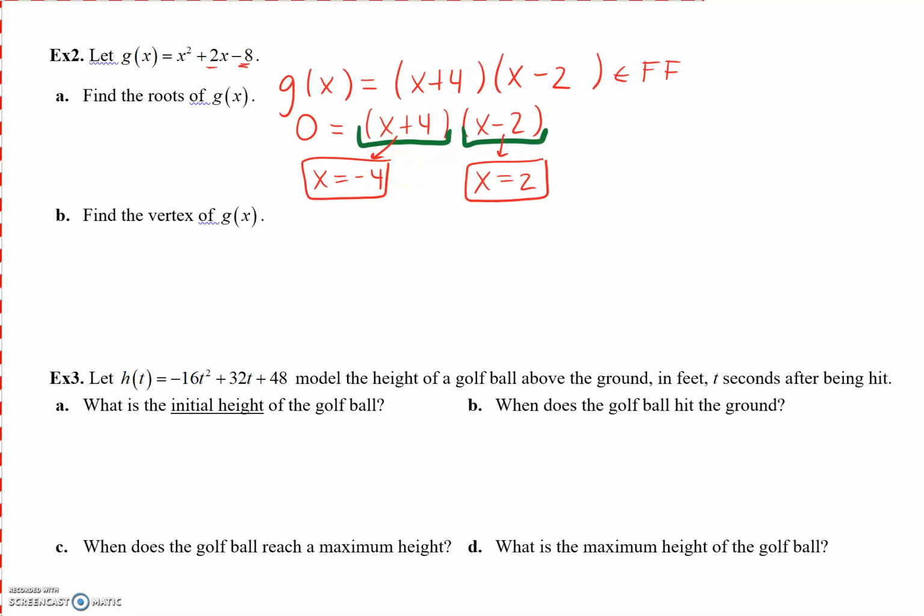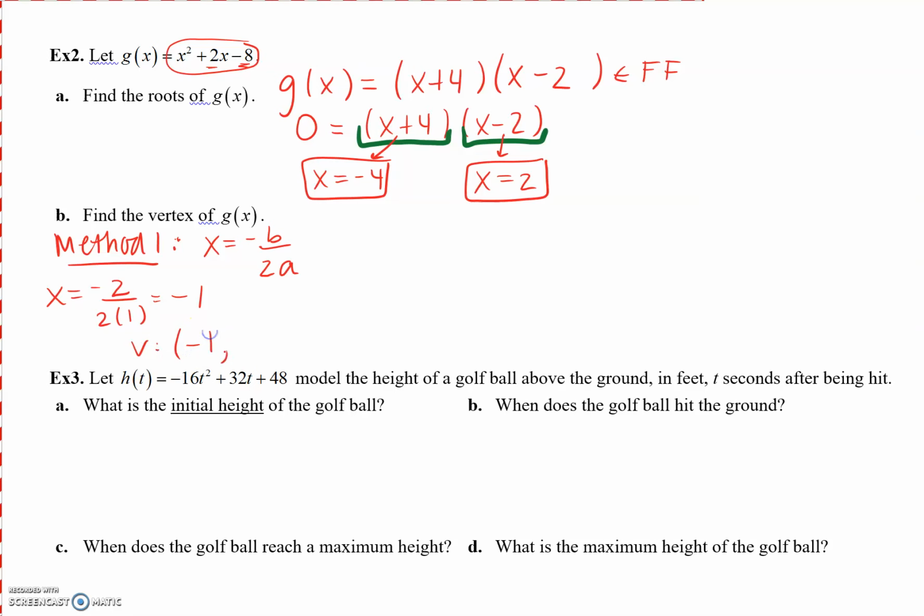Now part B, can we find the vertex? I'm going to show you two different methods. So method number 1 is actually a method that we already saw. Method 1 we saw when we learned about standard form, and it was using -b/2a to find the x-coordinate of the vertex. Because my equation was written in standard form, I know that b is 2. I know that a is 1. So if I plug in that b is 2 and a is 1, I get -2/2. I get -1. So that is the x-coordinate of my vertex.